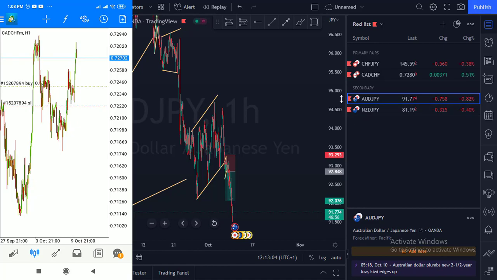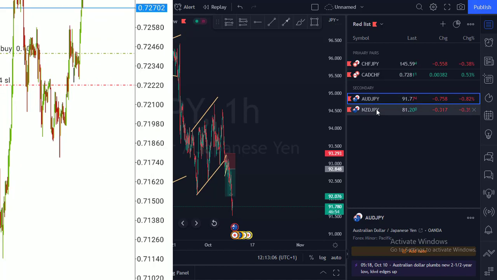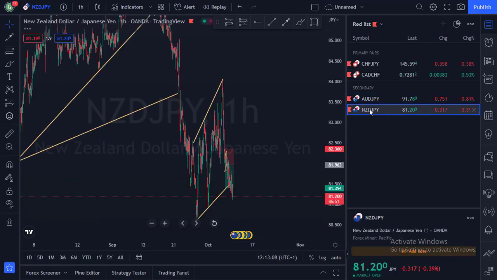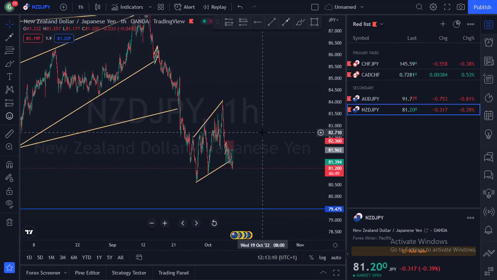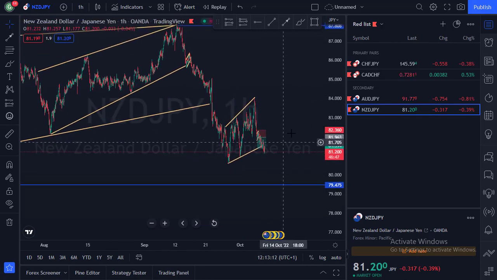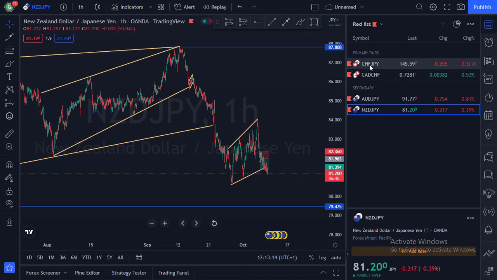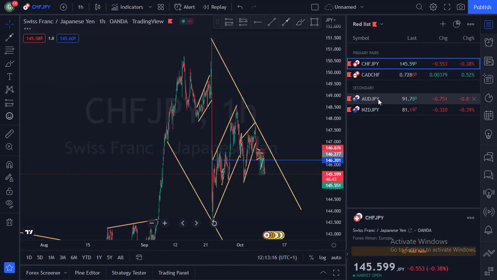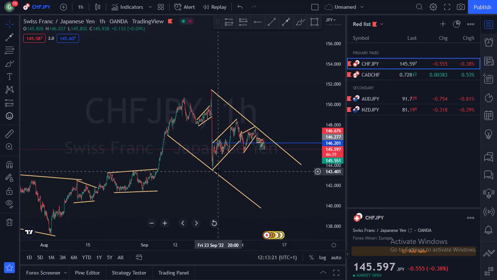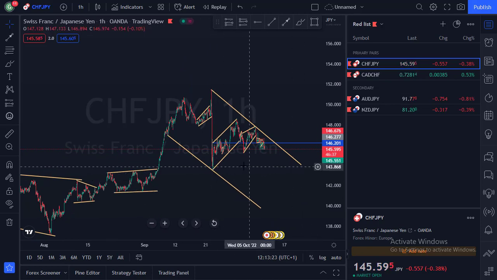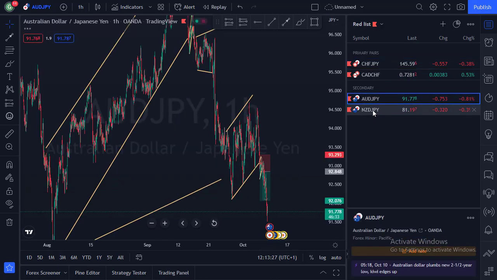So I saw sells on AUD JPY, another sell on NZD JPY. My bias has always been sells for last week and this week. Now, why did I choose CHF JPY over AUD JPY and NZD JPY? I chose this because for me it has more room, more profit potential than AUD JPY and NZD JPY.